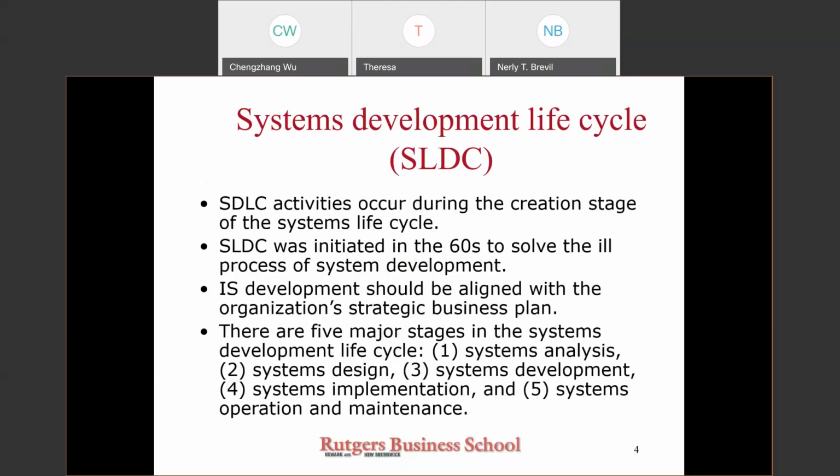In addition, organizations today are increasingly seeking to exploit information technology to obtain a competitive edge in the marketplace.